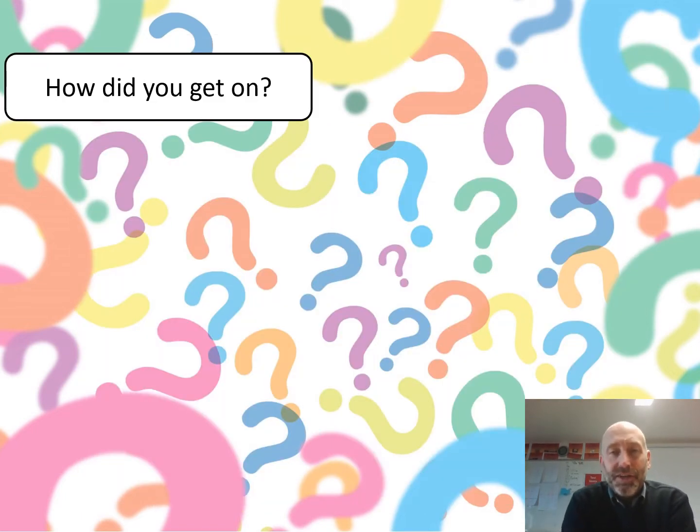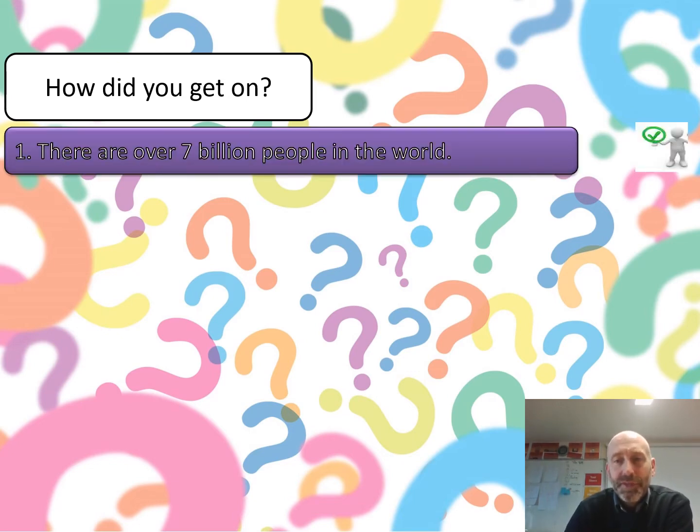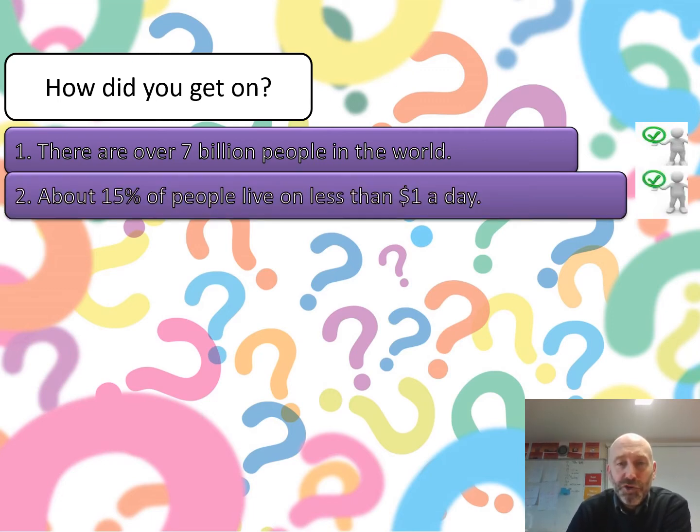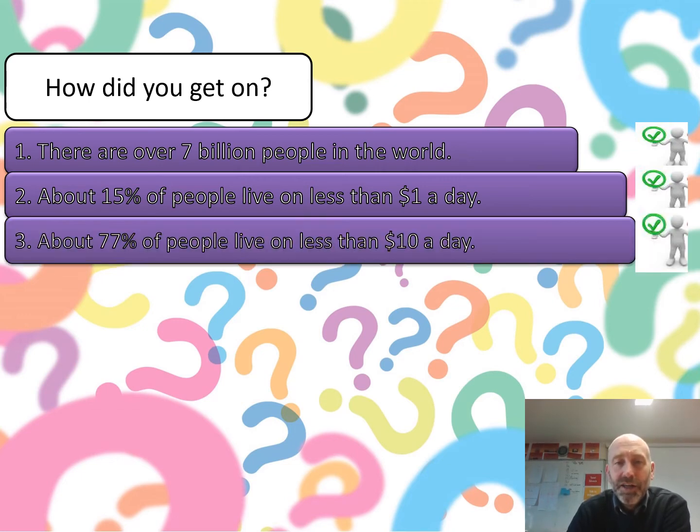Let's give a quick marking of your answers now. Number 1, it was true. There are over 7 billion, about 7.4 billion now. Number 2 was also true. There are 15% of people who live on less than $1 a day. There are also 77% of people who live on less than $10 a day.